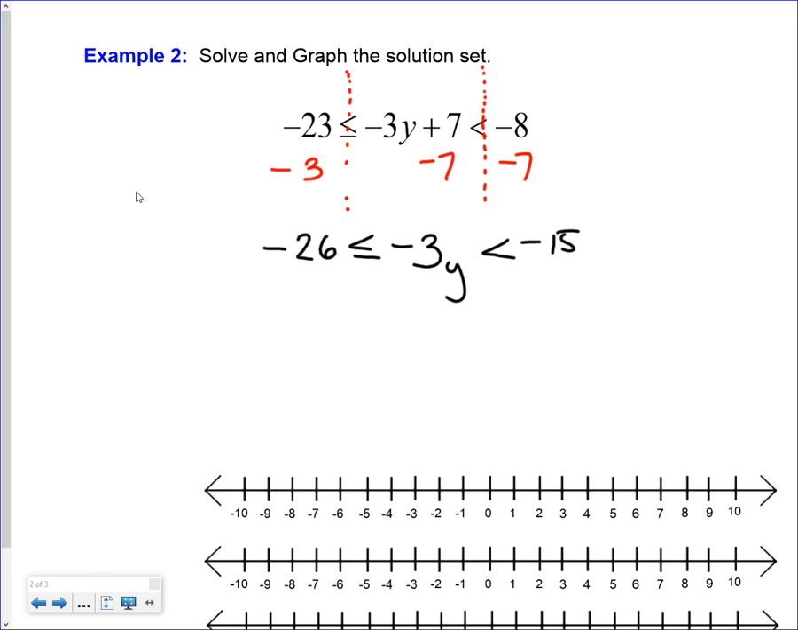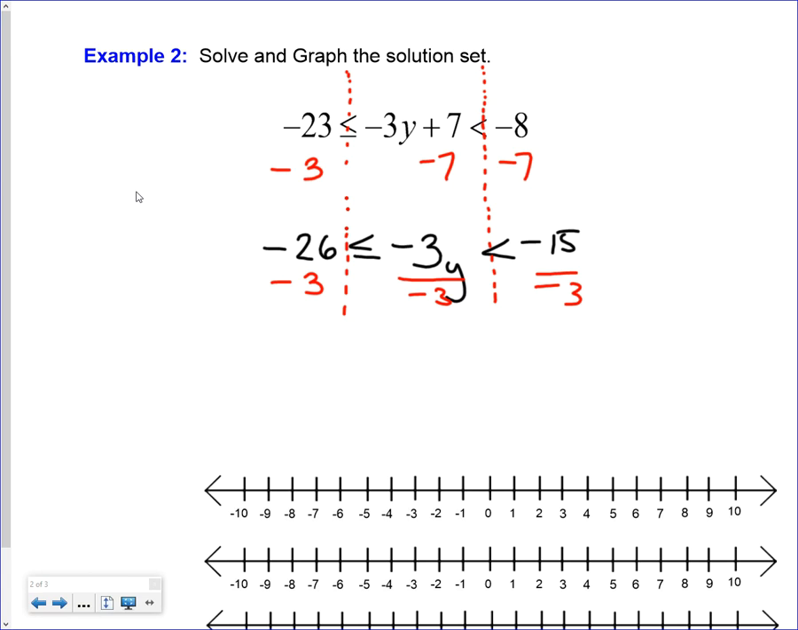So now we're again going to focus on the middle. We need to get the y by itself. So what would I do? I'm going to have to divide everything by negative 3. So I'm going to have to divide all three sides by negative 3.